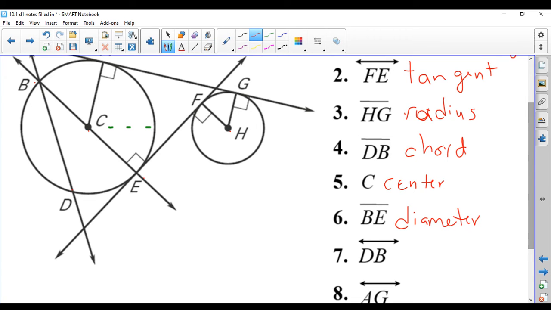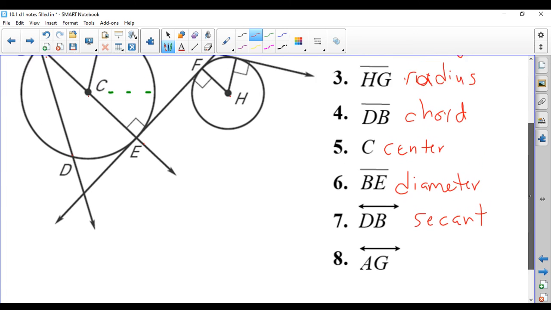Line DB goes through D and B and intersects the circle at both of those points. So that is a secant line. Notice the difference between number 4 and number 7. If it's a segment, it's a chord. If it's a line, it's a secant.